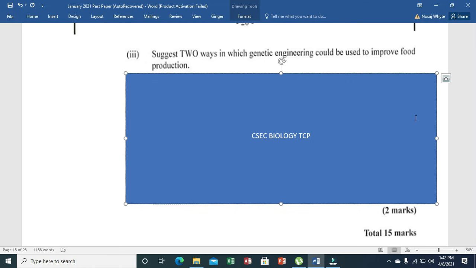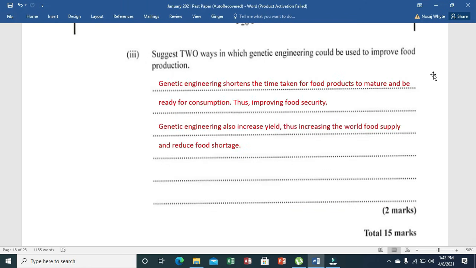I remember when I was going to school and doing agriculture, I was told about the Maypan, and the Maypan is very short and it's easier for the farmer to access the fruit, and also it is a plant that will, of course, produce more food, and that was definitely a product of genetic engineering, and it is with me until today. So genetic engineering shortens the time taken for food products to mature and be ready for consumption, thus improving food security.